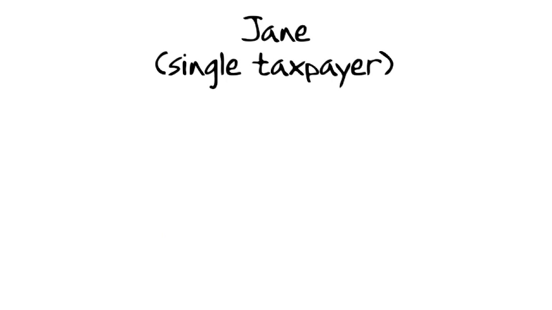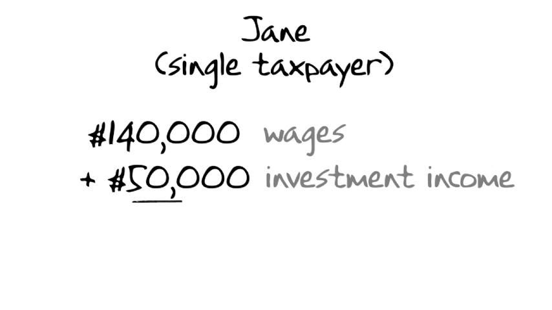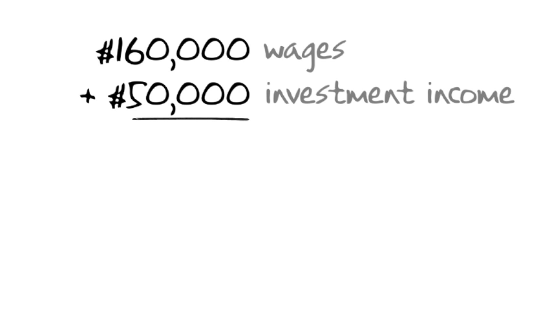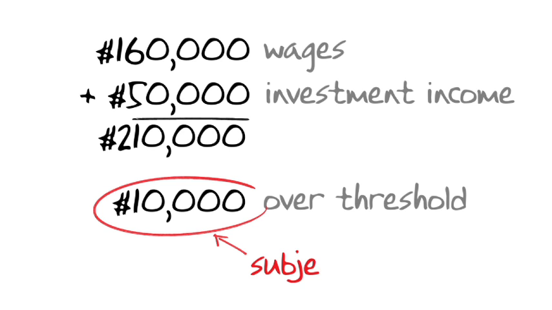For example, Jane, a single taxpayer, has $140,000 of wages and $50,000 of investment income. She would not be subject to the tax, since her total income is under the threshold. Similarly, if she had $160,000 of wages and investment income of $50,000, only $10,000 of the investment income would be subject to the tax. Although she has $50,000 of investment income, her total income is only $10,000 above the threshold.